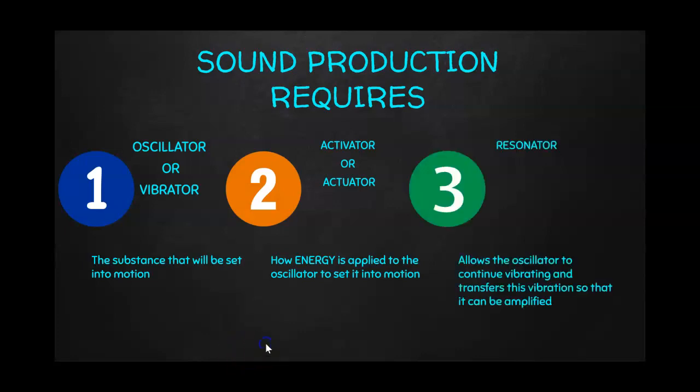And then most importantly for us to be able to hear, we need to have a resonator. A resonator allows the oscillator to continue vibrating and then transmits that vibration so that it can be amplified or increase its wave height so that it can be heard and amplified. Any change to how sound is produced affects the sounds we hear. That creates part of what is called timbre.